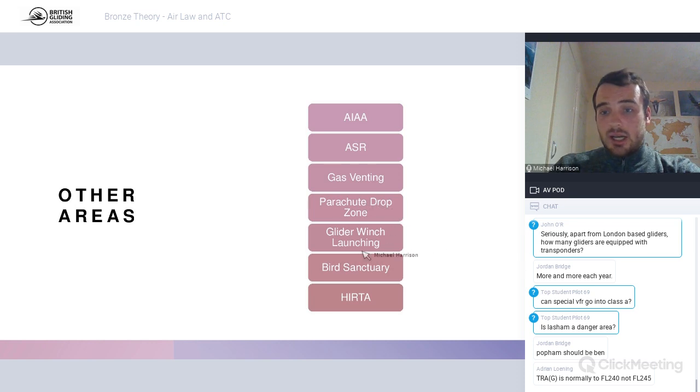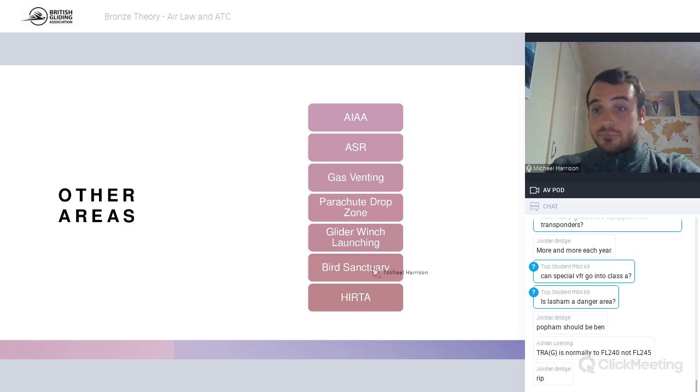Glider winch launching. I'm sure Jordan Bridge in the comments will make it explicitly clear why he doesn't want people flying through his glider winch launching zone. Bird sanctuaries. That's not restricted airspace. It's just considerate. If there's a bird sanctuary, it's marked on the map. Don't fly through it and disturb all the wildlife. And HIRTAs, high intensity radio transmission areas. They are not danger areas. You are perfectly entitled to fly through them. It is entirely up to you as the pilot in command to decide whether you want to accept the risk of flying through a high intensity radio transmission area or not. You're not going to get in trouble for doing it. You just got to decide for yourself whether it is something that you are willing to do.